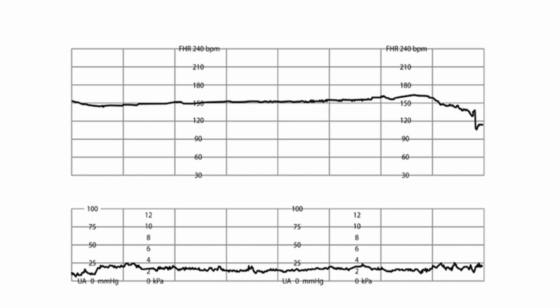This is a slide showing what is meant by minimal variability. You can see it's a line. There is no variability at all. It's about a 150 baseline.